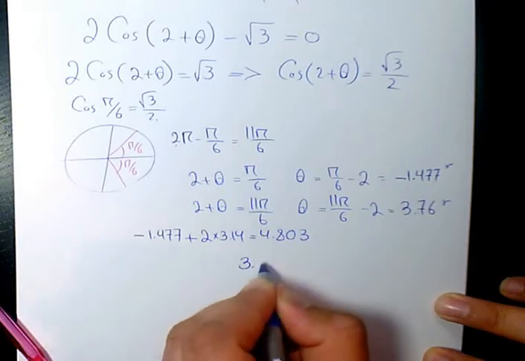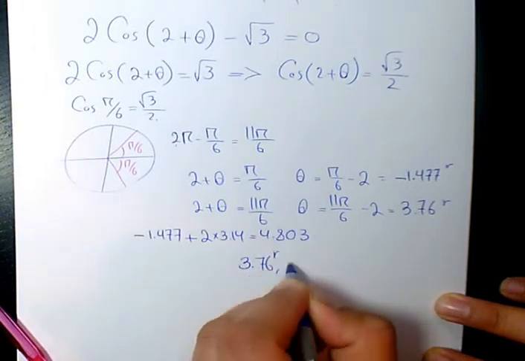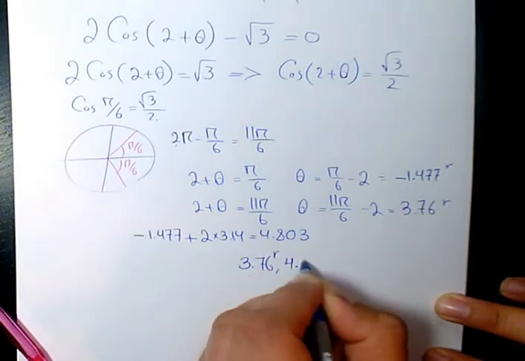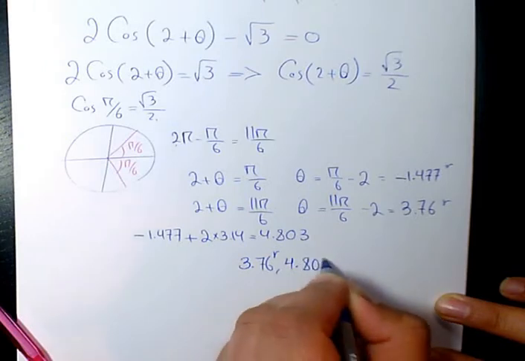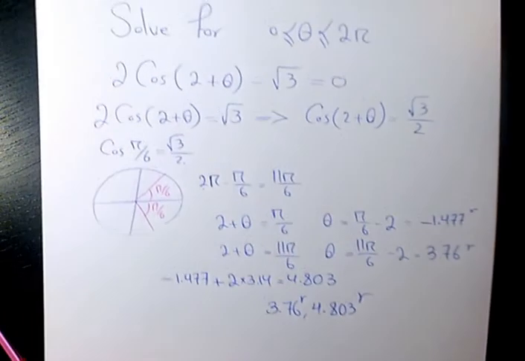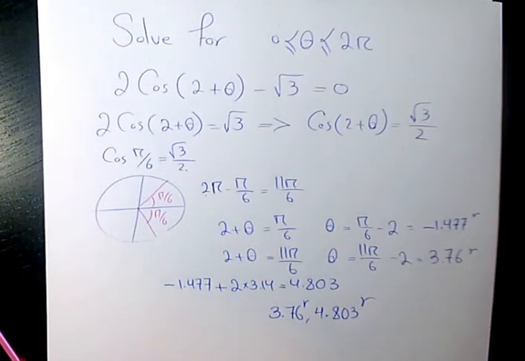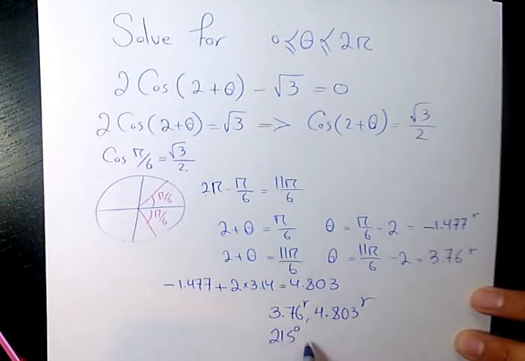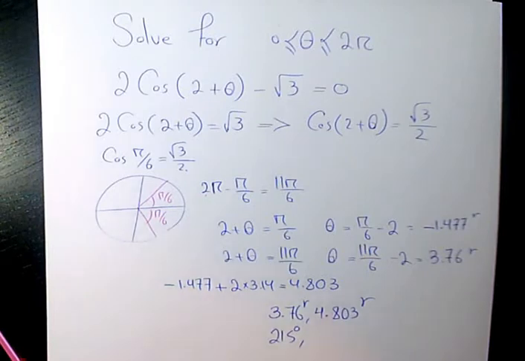One of them is 3.76 radian and the other one is 4.803 radian. So these are the two answers in terms of radian. If I want to write it in terms of degrees, that's going to be 215 degrees approximately, and the other one is going to be 275 degrees approximately. So these are the two final answers.